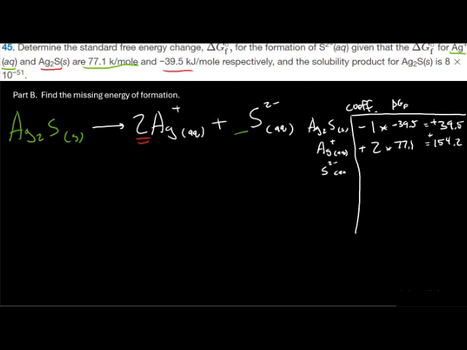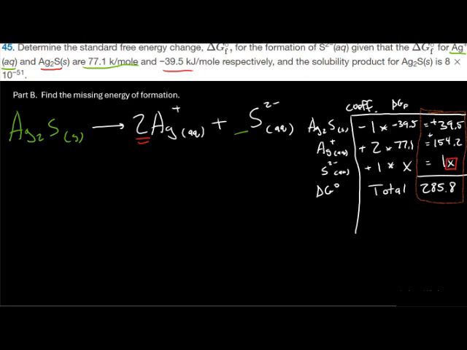Now sulfide 2-, we know its coefficient is 1 and it will be positive because it's a product. We do not know what the delta G of formation is for sulfide. We'll call that X, and so we'll have 1X for sulfide. Our goal is going to be to try to find what that X is. Now, we found previously that our delta G standard for this entire reaction, that is the total free energy, will be 285.8 kilojoules per mole.